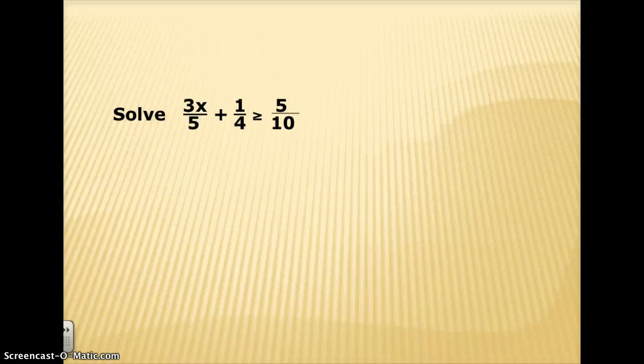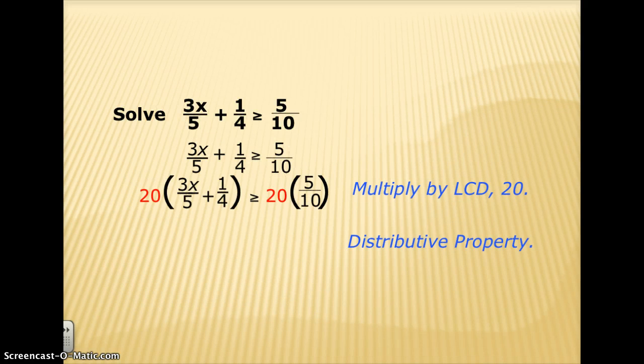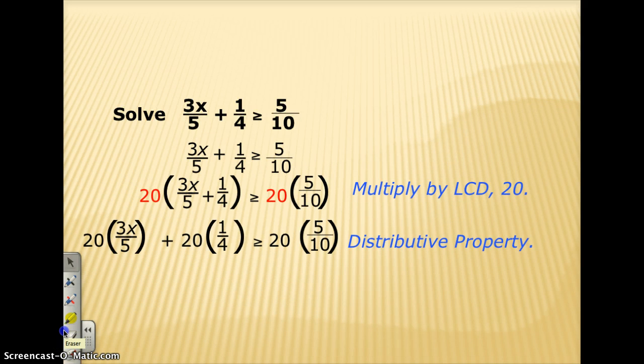Solve again. Same denominators, so let's use 20 again. I'm going to multiply everything by 20. Let's think about canceling. 20 and 5 becomes 4, 4 times 3. 20 and 4 becomes 5, 5 times 1. 20 and 10 becomes 2, 2 times 5. So we get 12x plus 5 is greater than or equal to 10.